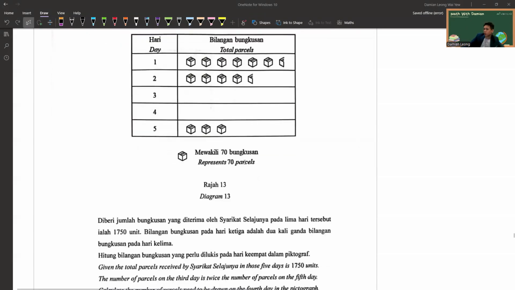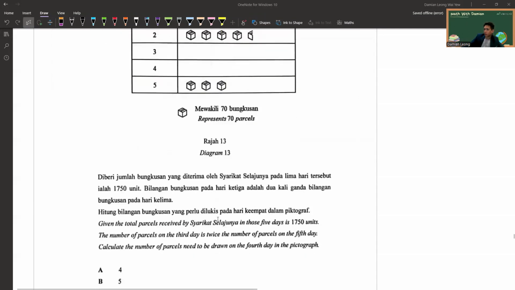So each of these boxes represents 70 parcels, so half a box is 35. Given the total parcels received by Syarikat Selah Junior in those 5 days is 1,750 units. The number of parcels on the 3rd day is twice the number on the 5th day, meaning double of this, so there are 6 boxes here. 6 times 70 is 420. I want the number of parcels to be drawn on the 4th day in the pictograph.